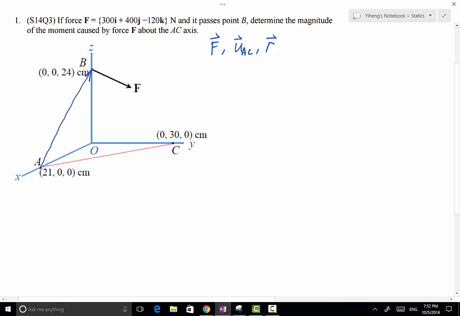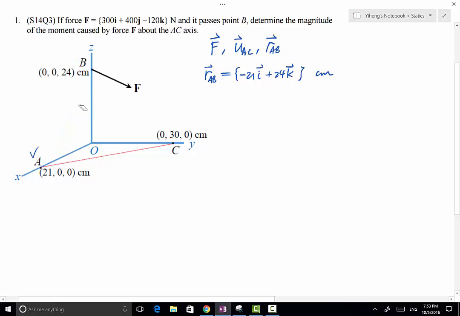So force vector is already given. Now we need to determine the unit vector AC and the position vector AB. So position vector AB is determined by taking the differences between the coordinates of endpoint, point B, and initial point, point A. Therefore, that is going to be negative 21i plus 24k in the unit of centimeter.